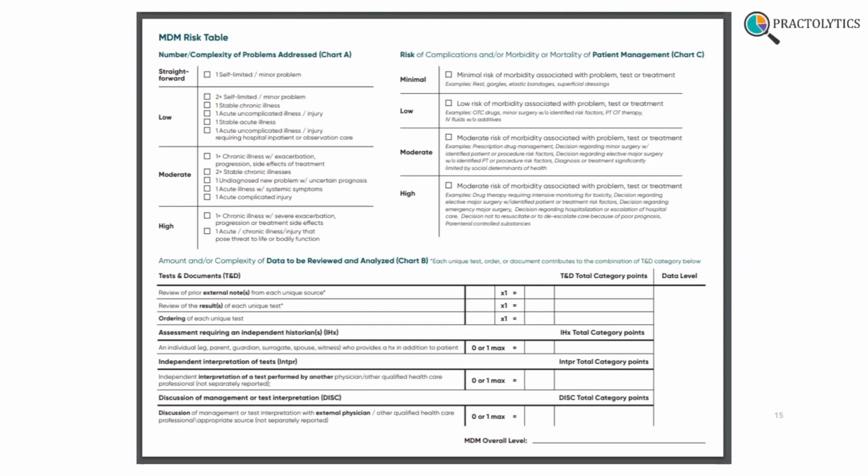So, to summarize the medical decision making table, chart A is for the number and complexity of problems addressed. Chart B is for the amount or complexity of data to be reviewed and analyzed by the physician. Chart C is for the risk of complications and morbidity or mortality of patient management. We must consider at least two of these three MDM elements from these three charts for the overall MDM. That's how the nature and number of problems, the amount or complexity of data, and the level of risk all three play together in selecting the overall MDM level.